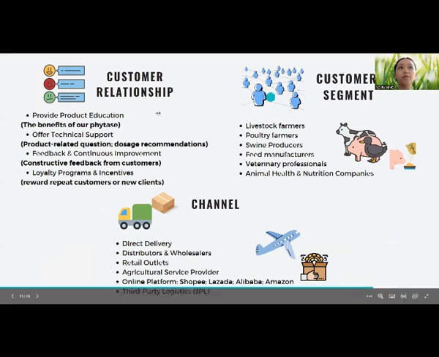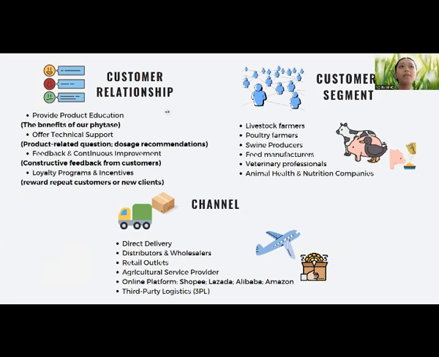For customer relationship, we will focus on providing product education, for example, the benefits of our phytase, and offering technical support, such as product-related questions or dosage recommendations. Third, feedback and continuous improvement, which is constructive feedback from customers to make sure that our product is always getting better. Last is the loyalty program and incentives. We will reward repeat customers or new clients to encourage them to purchase from us.